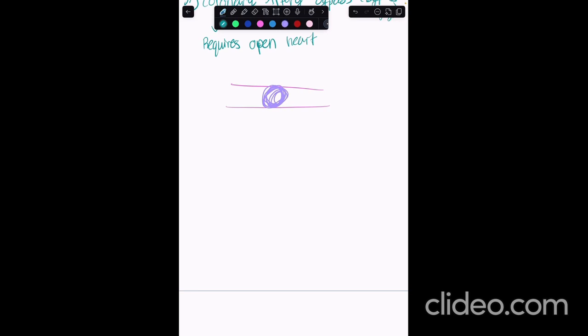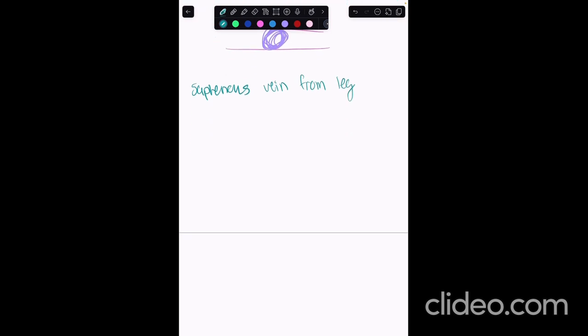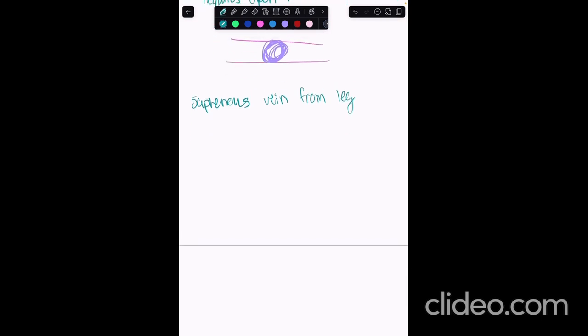So what they're going to do is they're going to take a saphenous vein from your leg. And they're going to basically harvest it, and they're going to take it up to your heart. So let me draw you a quick picture.